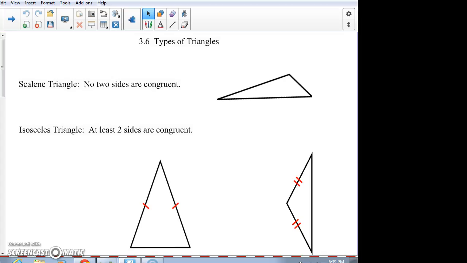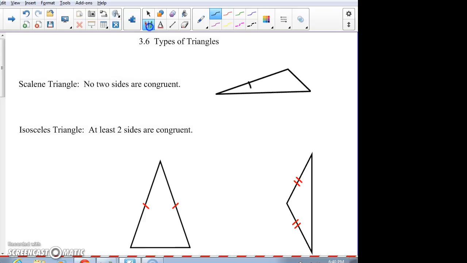Anyways, let's talk about the types of triangles that we have. This section is actually going to go pretty quick for you. So we have scalene triangles. Scalene is where no two sides are congruent to each other. So this side is not the same as this side, is not the same as this side. So that would be a scalene triangle.